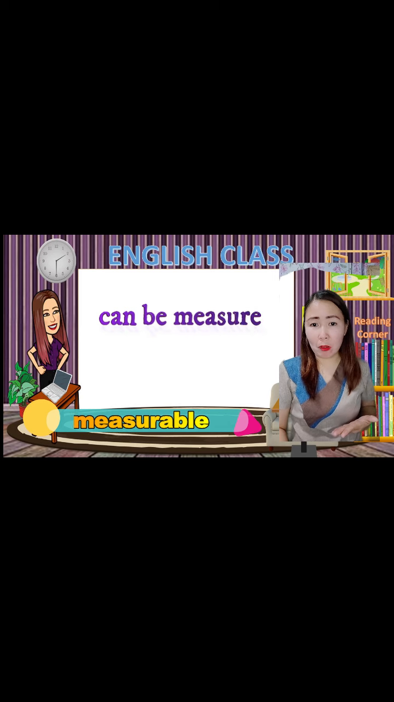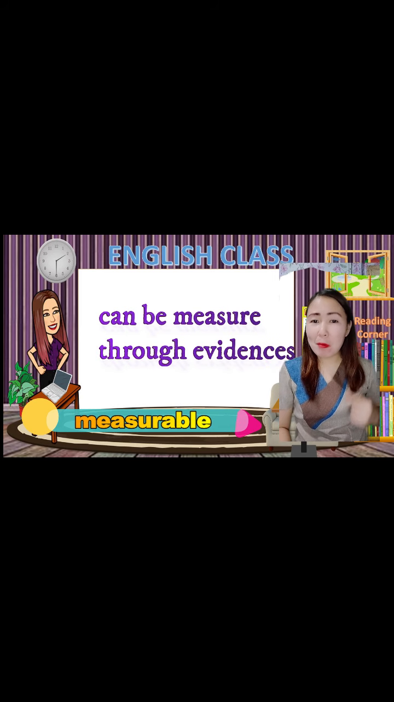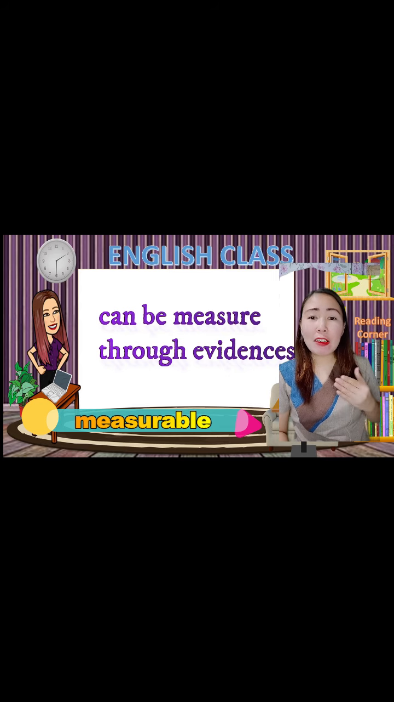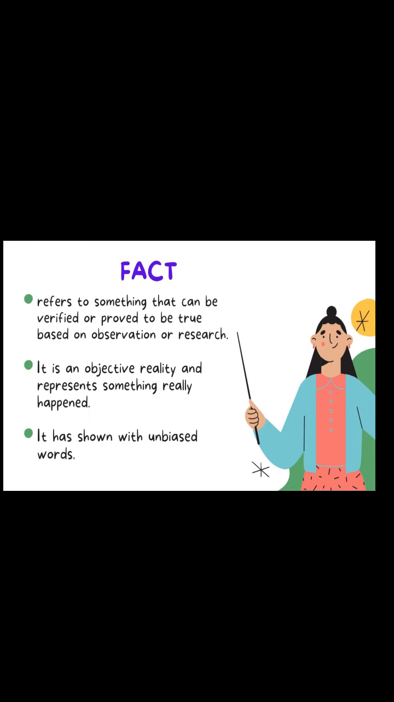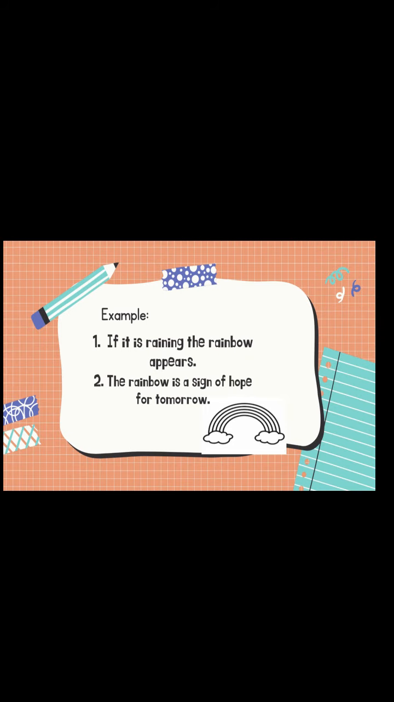How about measurable? When we say measurable, it can be measured, of course. These are the statements or images that can be measured through evidences presented or being studied. Fact also refers to something that can be verified or proved to be true based on observation or research. It is also an objective reality and represents something that really happened. And lastly, it is shown with unbiased words.